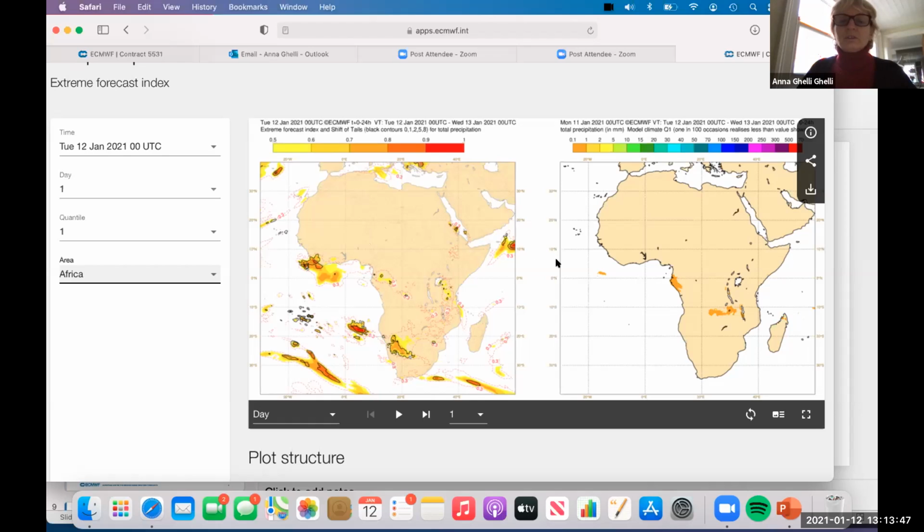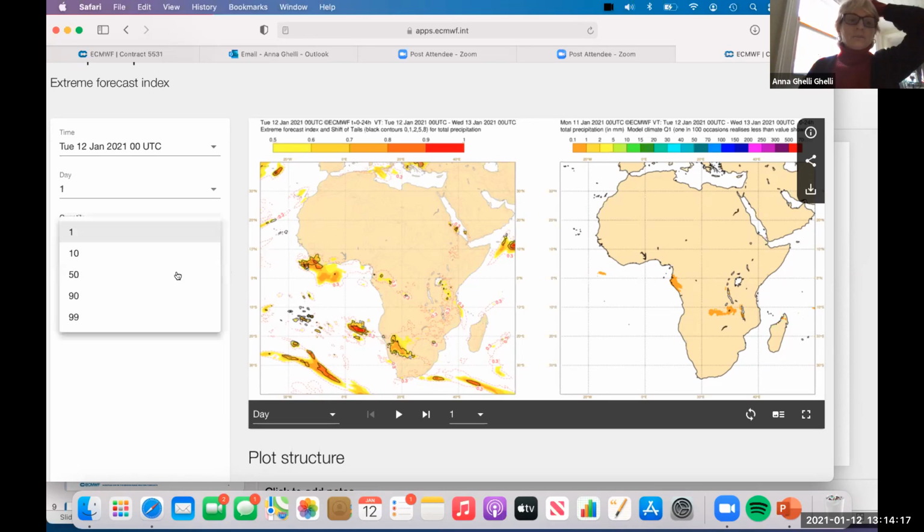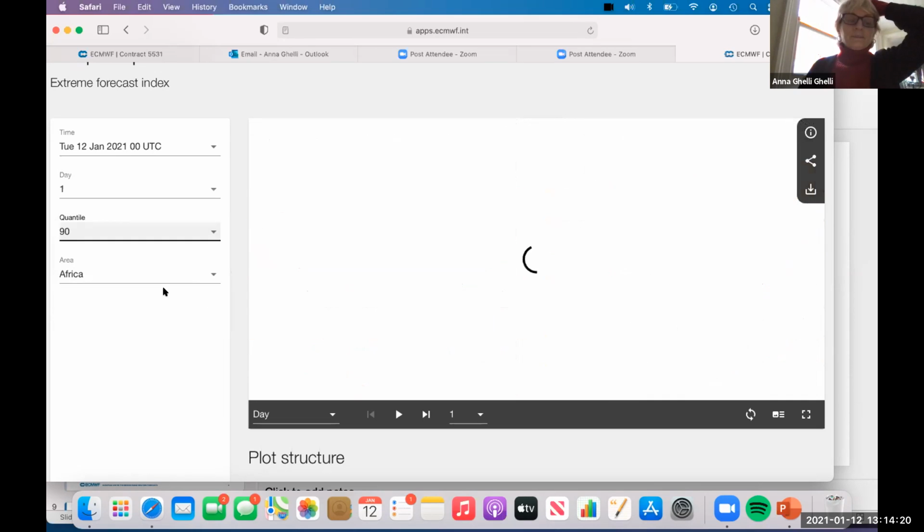What is interesting to see is that because we said the EFI is the difference between the forecast and the climate, you need to know what exactly the climate for the area is. Because we are looking at the EFI, we are actually looking at severe events. So the quantile of the climate that you should be looking at is not this one, which is the first quantile, but a higher quantile. Say you would be looking at the quantile number 90 or the 99 quantile.